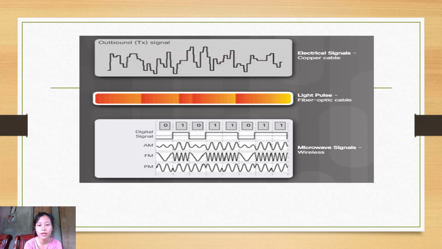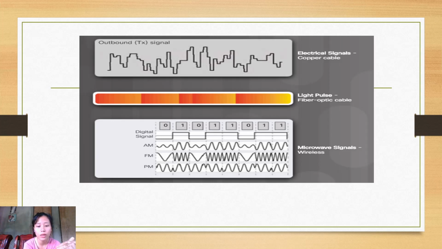We can see in the picture that we have the electrical signals, which is the copper cable. For the copper cable, the signals are patterns of electrical pulses. You can see in this the outbound signal.